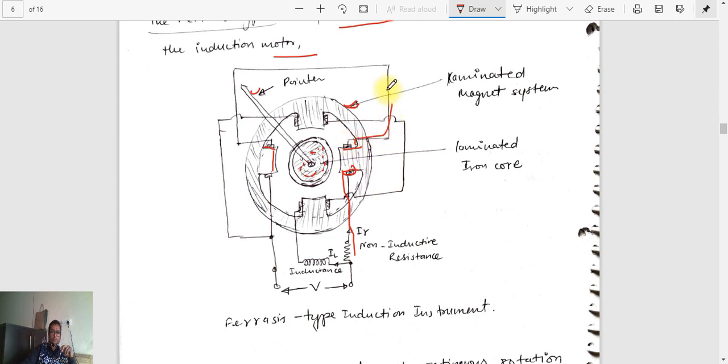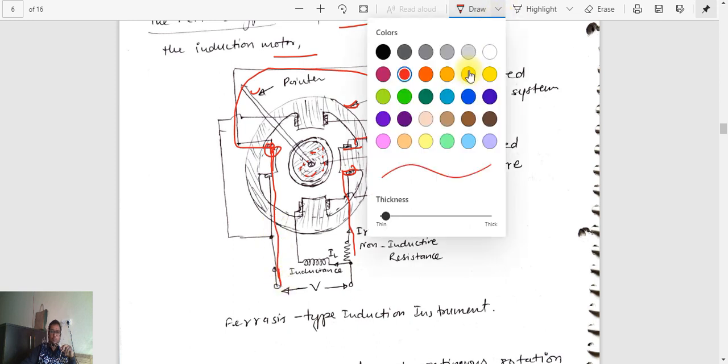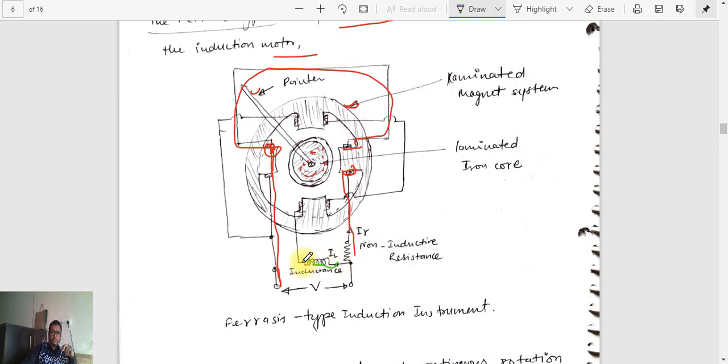After that, here it is connected and returned, and the inductive winding is connected with this pole and this pole. Now we apply voltage V, and current will flow in the inductive resistance coil and the non-inductive resistance coil.